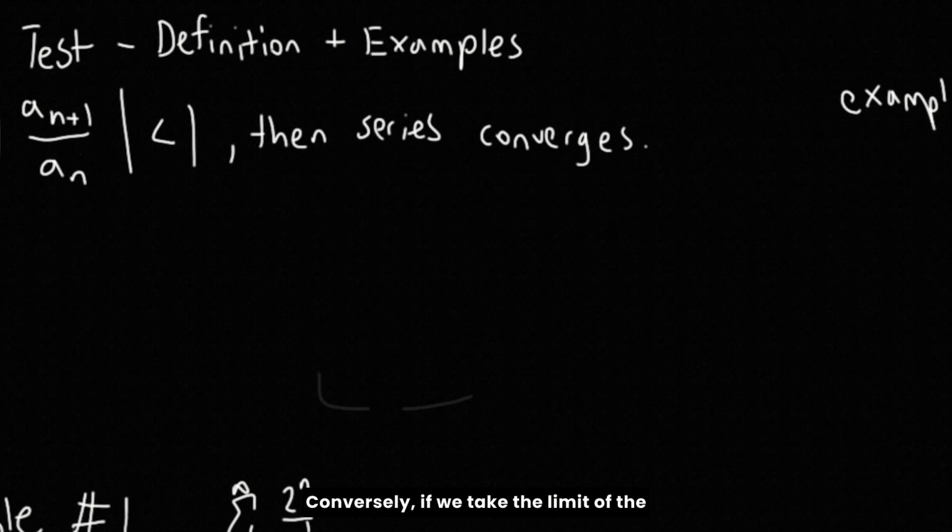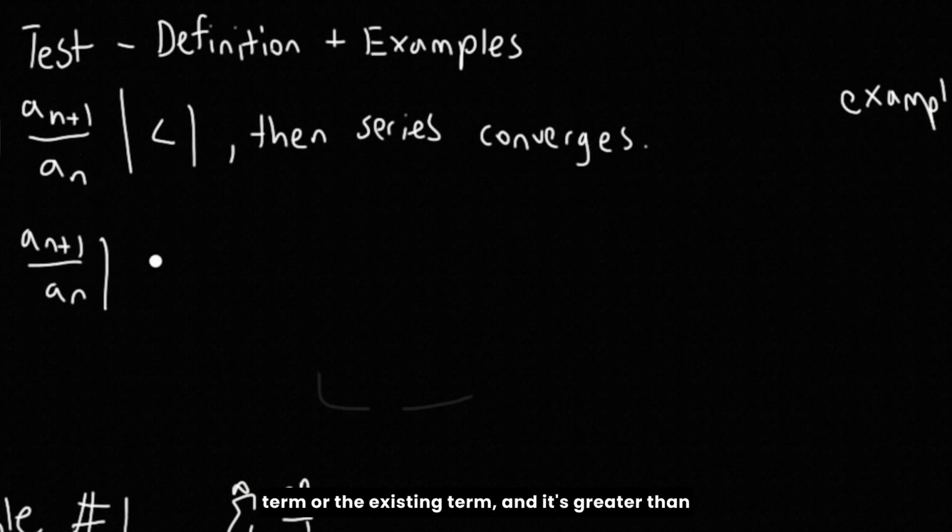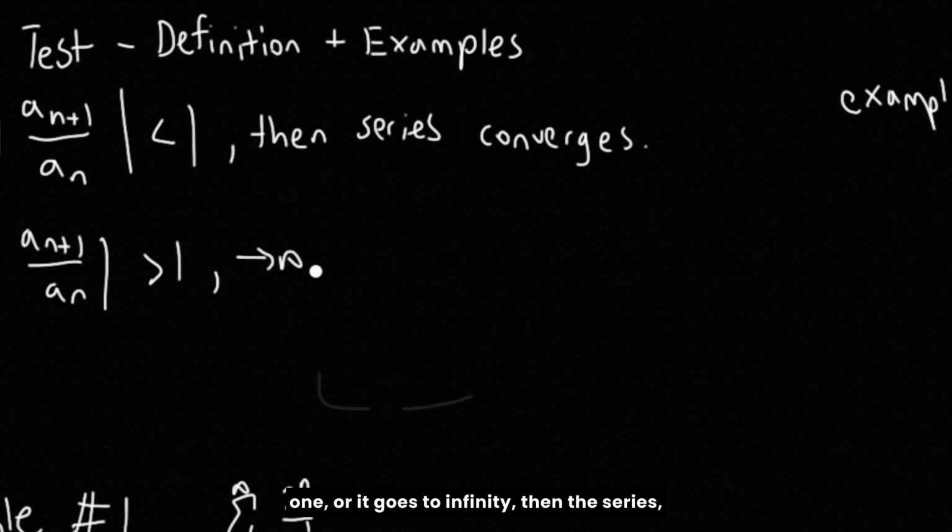Conversely, if we take the limit of the absolute value of the next term over the existing term, and it's greater than 1, or it goes to infinity, then the series, as you would probably guess, diverges.